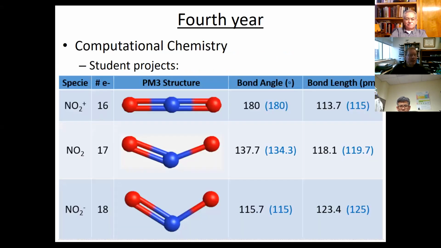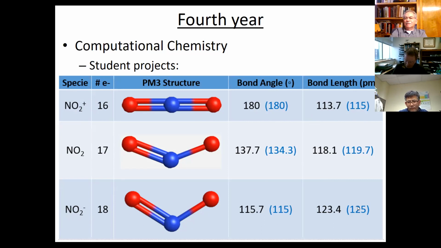So here a student looked at how just a change in one electron in these nitrogen oxide species has a big impact on the structure. So NO plus is linear and NO2 is a radical and it's bent, and the nitrite anion is bent more because you're going from a single unpaired electron on the nitrogen to a lone pair. And they compare their bond angles and bond lengths here from the experiment with the literature values, which are in the blue there.